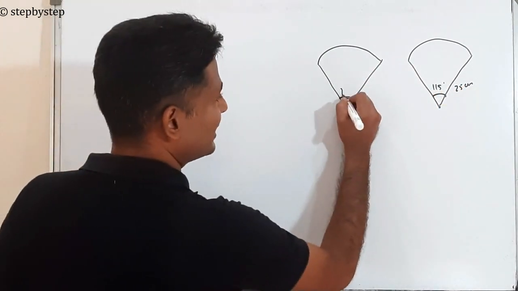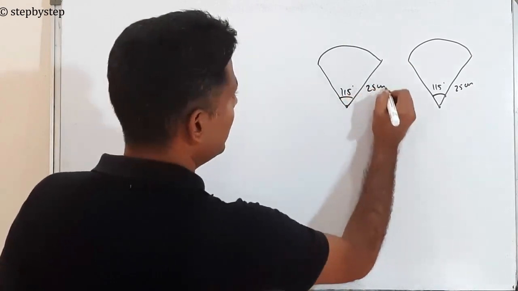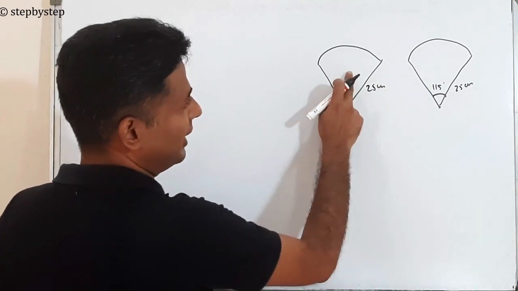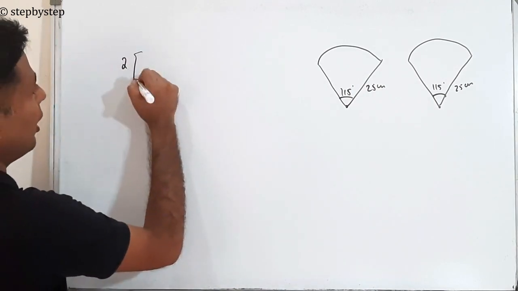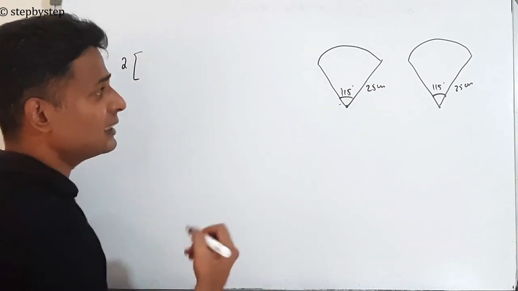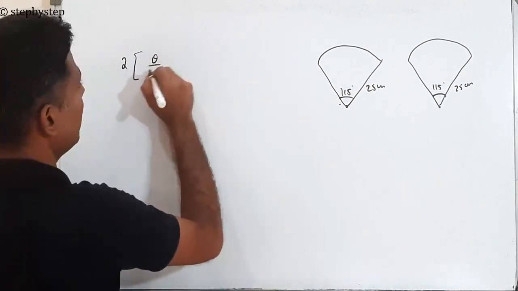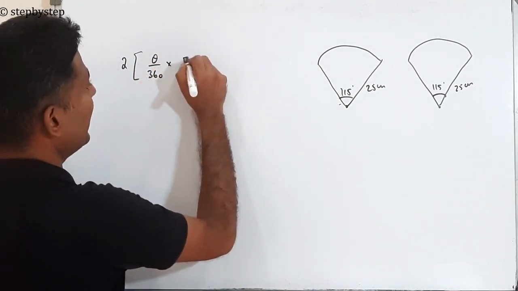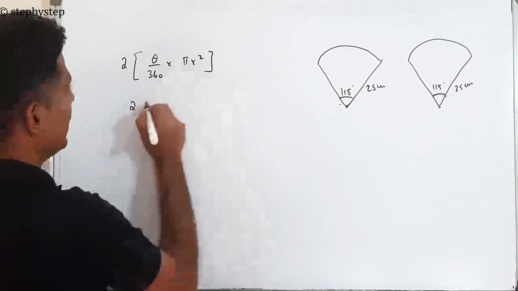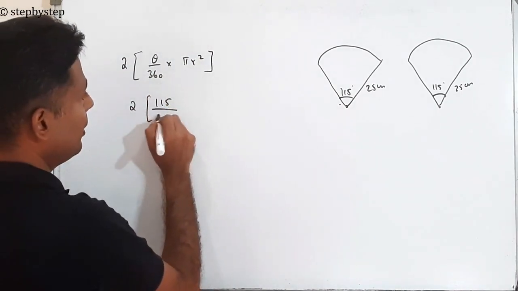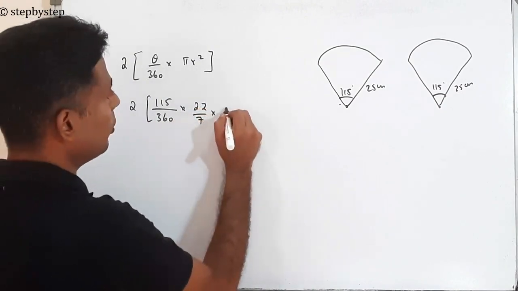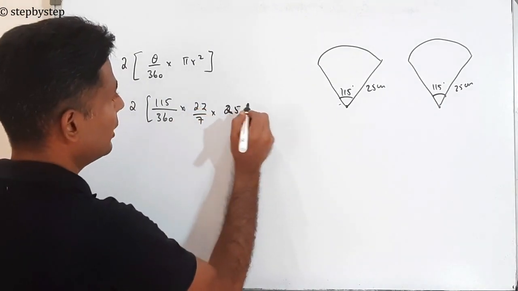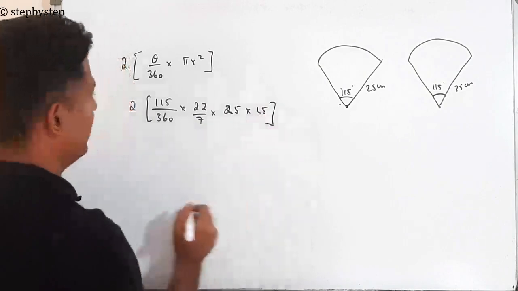Since this is also the same thing, 115 and 25, area of this plus area of this can be written as 2 times area of only one. So 2 times area of this, which is a sector, right? So theta by 360 into pi r square. So 2 times, theta is 115 by 360 into 22 by 7 into r square, that is 25 into 25.